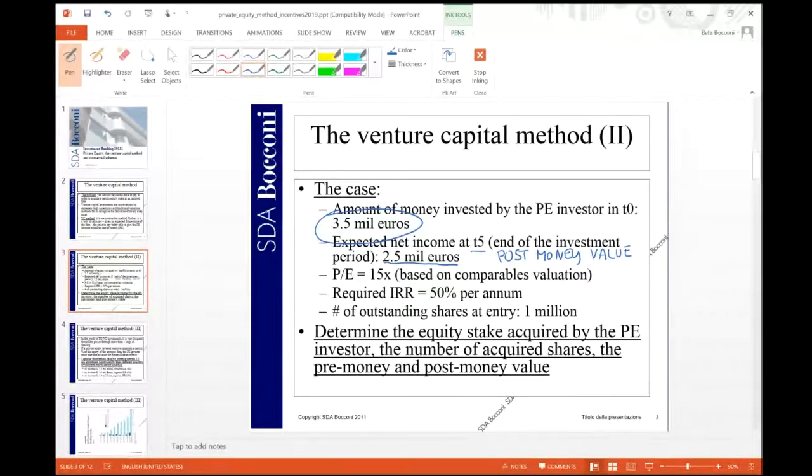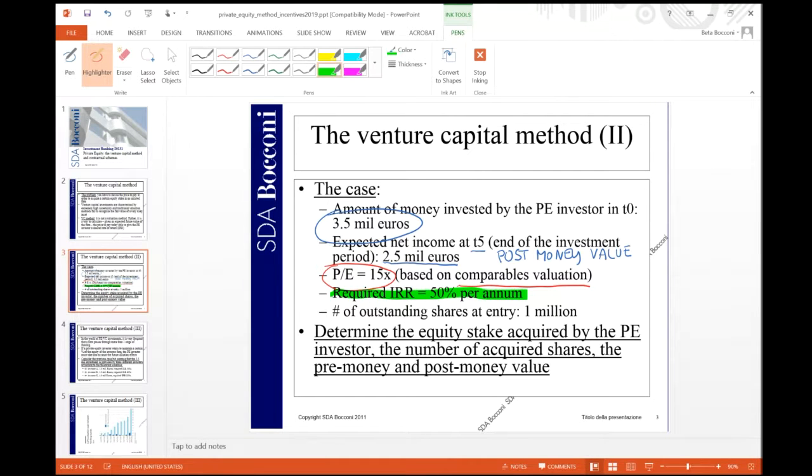So, returning to our example, we can see what our case is telling us. We assume that at the end of the 5 year period, we can exit the company with a price earnings multiple of 15 times. And we assume that our young analysts have applied this multiple based on a comparables valuation. And last but not least, we have a target IRR for our investment, which is 50% per annum.